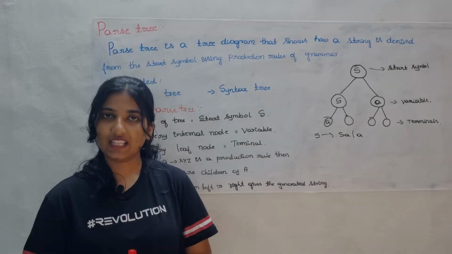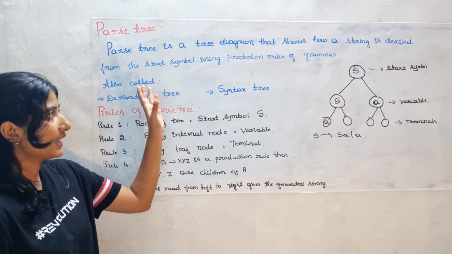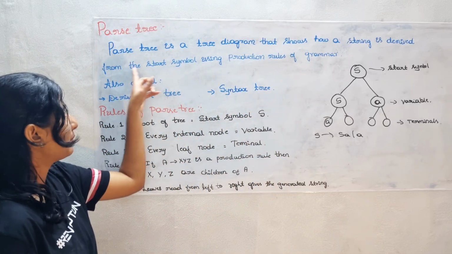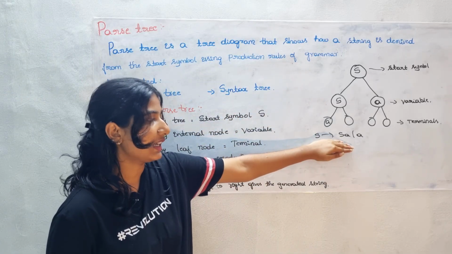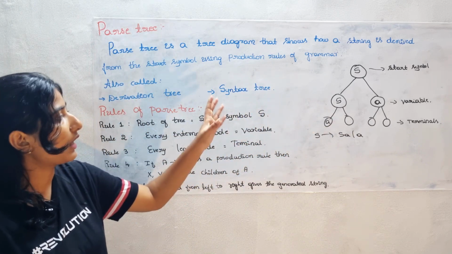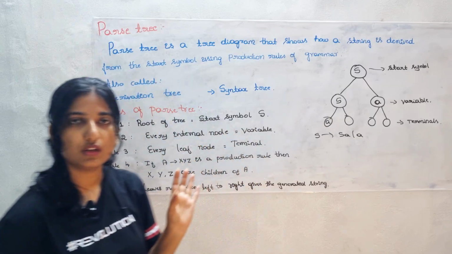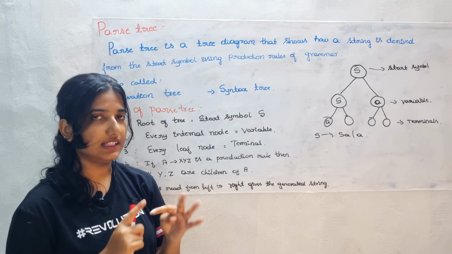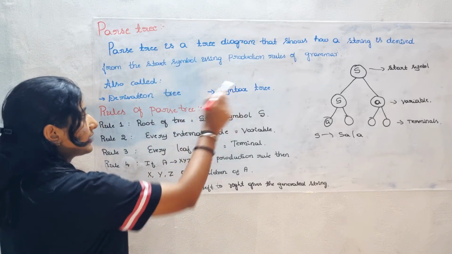Okay, clear? Now let us see the formal definition of parse tree. A parse tree is a tree diagram like this that shows how a string is derived from the start symbol using the production rules of the grammar. Which is the production rule here? This kind of derivation. So we are going to derive a string with the help of a start symbol using production rules. Clear? These parse trees are also called derivation tree and syntax tree. Remember this for the exam, okay? Derivation tree and syntax tree.